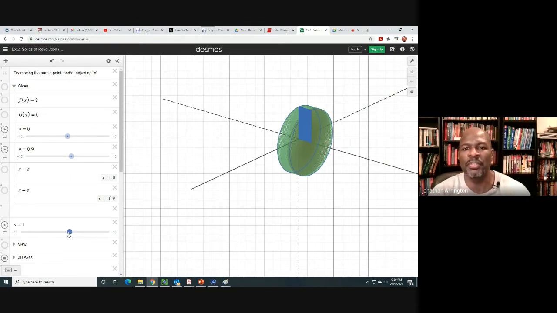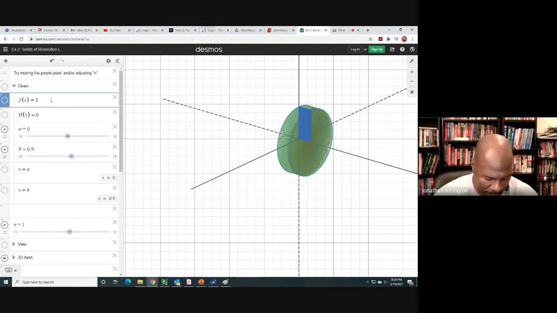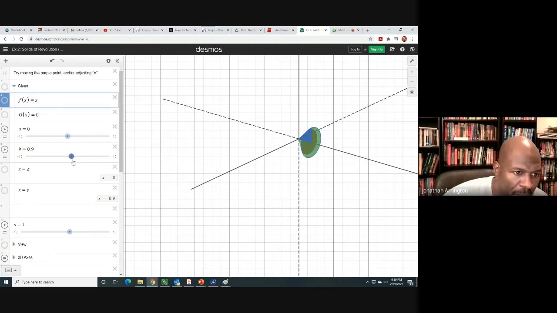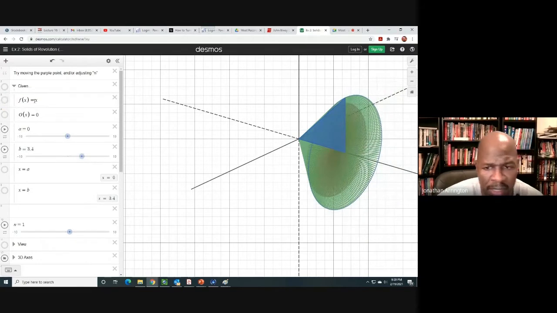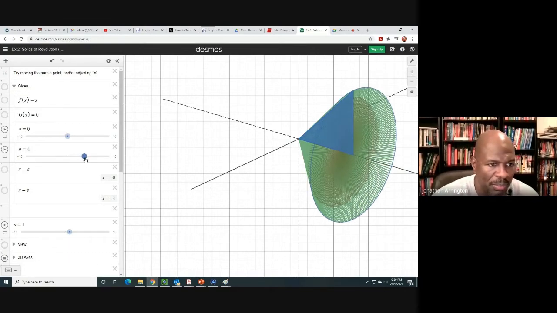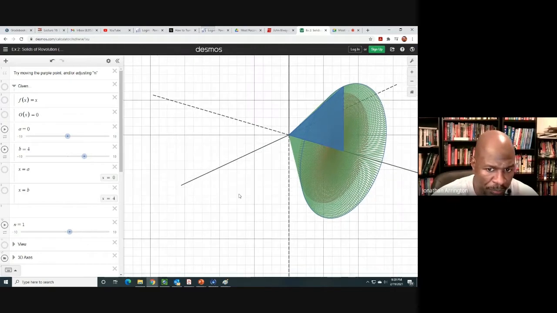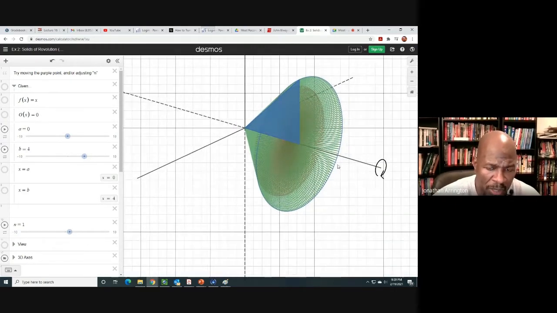disc in this method comes from, because within this cone, so I want to go back to this cone we generated. In this cone that came from the function y equals x being revolved about the x-axis from 0 to whatever. Let's say right now I got it from 0 to 4. And I want to find the volume of this. Well, what I'm going to do is slice this into cylinders.